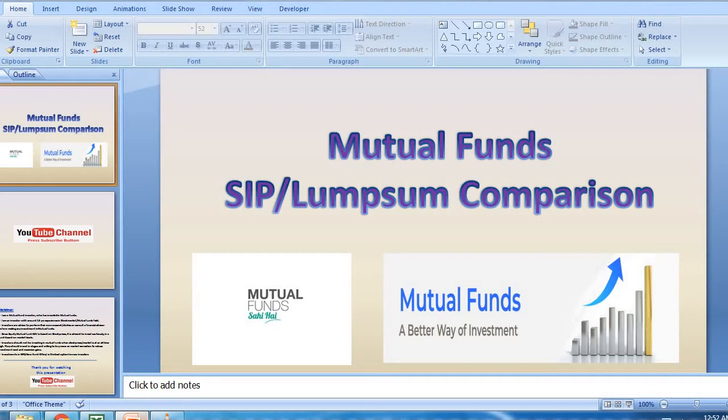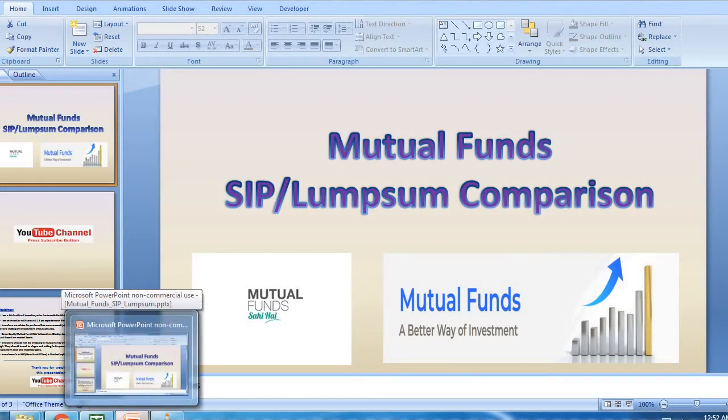The SIP route is a route where we invest in mutual funds in a systematic manner. We invest a certain amount of money, say 2000 rupees or 5000 rupees, every month in mutual funds. The Lumpsum route is a one-time investment where we make a single contribution, say 20,000 rupees or 30,000 rupees, in the mutual funds.